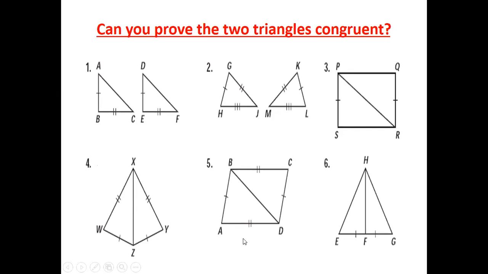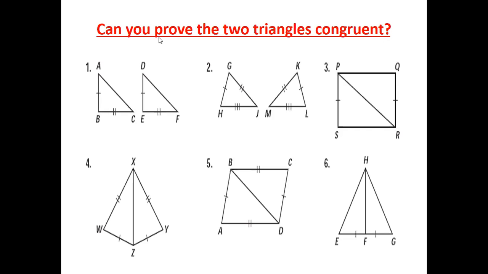What about question number 5? Do we have enough information? Yes, because we can use the reflexive side. What about question number 6? BC is congruent to AD. Enough information or not? No, because they have a reflexive side, but only one condition is fulfilled. Only one condition. So for number 6, we cannot prove that they are congruent.